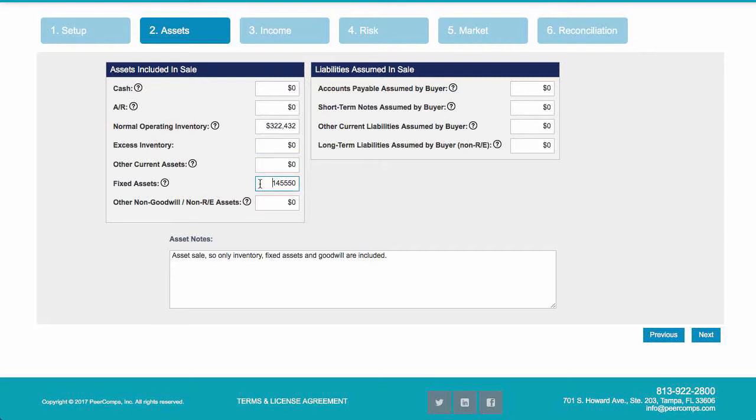Fixed assets are typically used at book value, or if you do have an appraisal or a very good idea of what those fixed assets are worth, then you would add the appraised value. We are not going to add in things like real estate or goodwill. Real estate is not part of the business and typically is valued separate from the business. And then goodwill is going to be valued as we go through this process. So in this particular case, you're not going to add in intangible assets or goodwill.